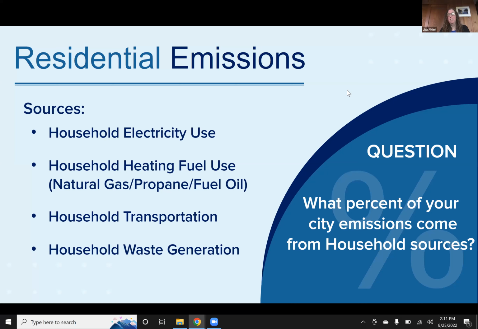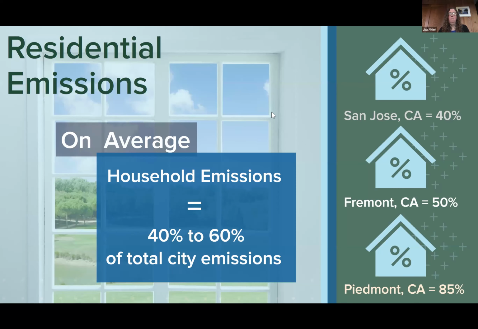So 40 to 60% is the average across most cities in California. That's great, and there's definitely a wide range. The cities really vary in this area. So I'm going to go ahead and go to the next slide. So that's what we found.